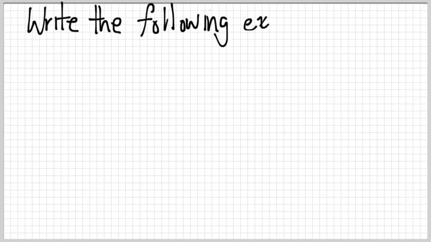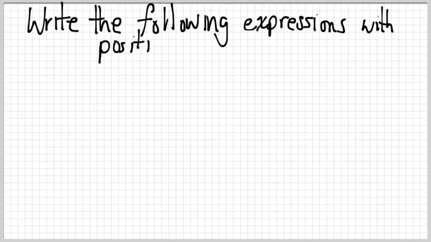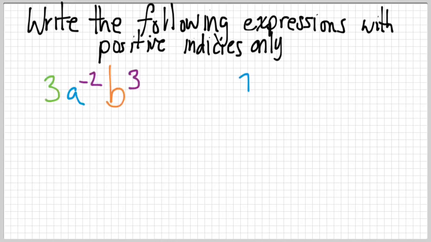Okay. So let's look at a couple of examples. We're going to write the following expressions with only positive indices, positive exponents, positive powers. So here we have a negative 2 and a negative 4. These are two different problems. Start with this first one. There will be times when you'll have problems like this and you need to do a bunch of simplifying first, but with these ones, all we're dealing with is this negative exponent. So we see we've just got a 3. We're going to keep that with the problem. We'll just bring that along with us.